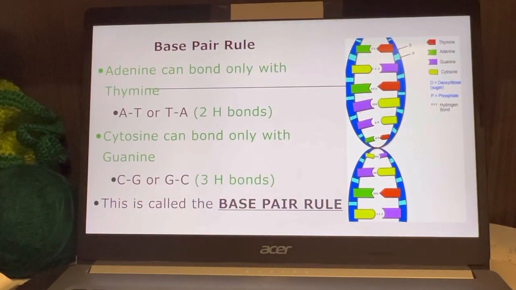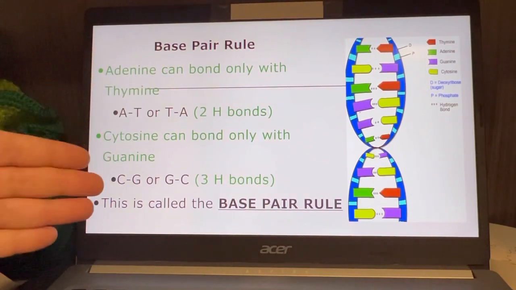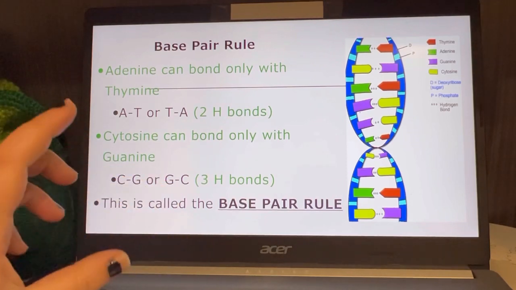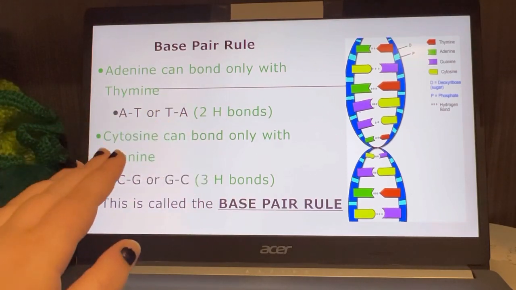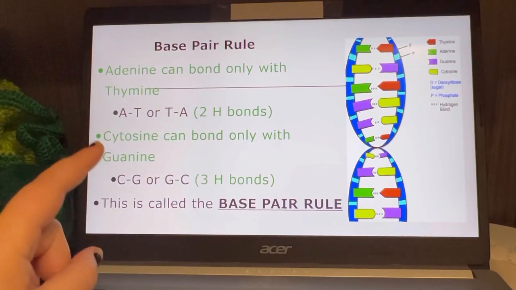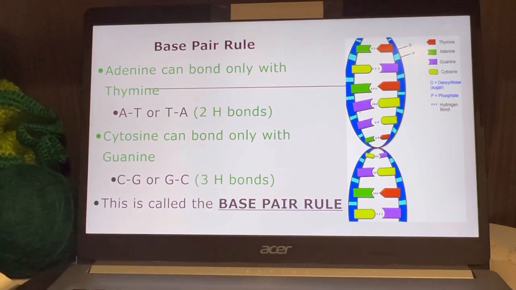Next, DNA bonds by something called the base pair rule. A only bonds to T, and C only bonds to G. That's the base pair rule. You won't get any other combination for DNA. RNA is a little different, and we'll get into that in a bit.